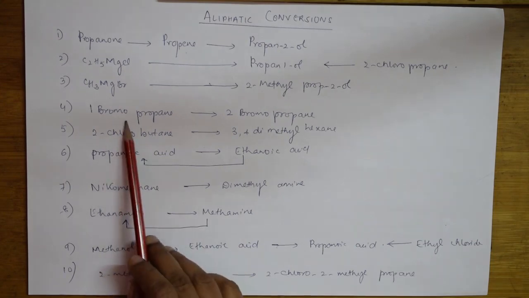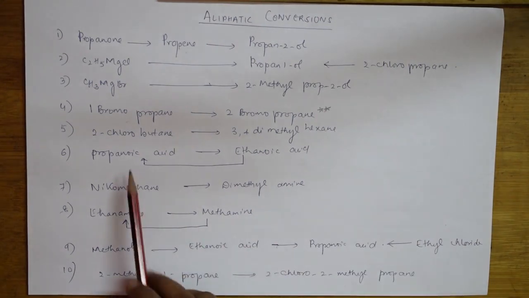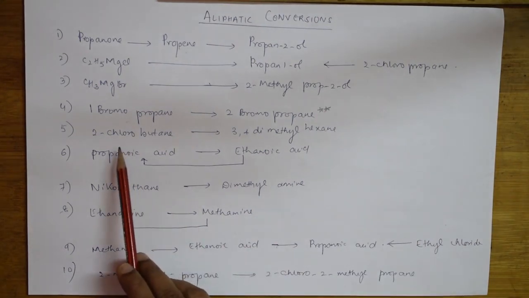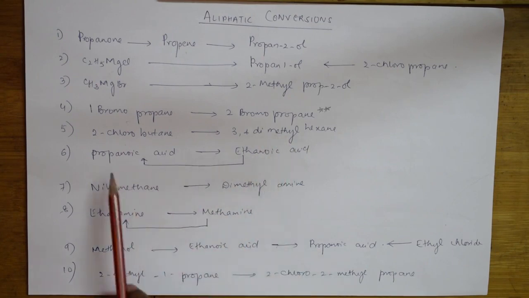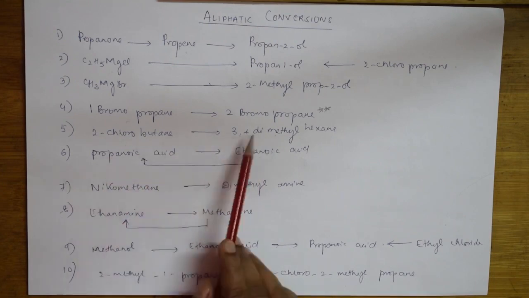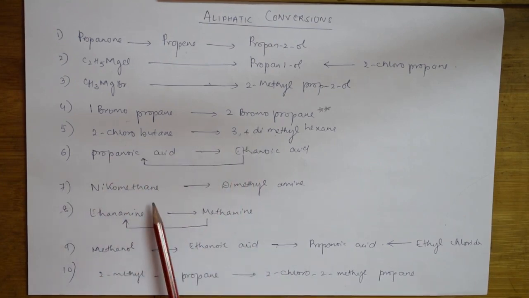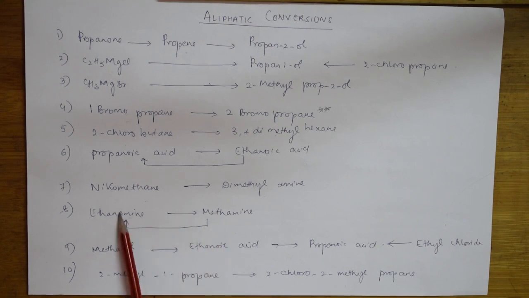Next would be 1-bromopropane to 2-bromopropane. Very famous conversion this is. Done. Next, I'm going to teach you the conversion of 2-chlorobutane to 3,4-dimethylhexane. Next, propanoic acid to ethanoic acid, and ethanoic acid to propanoic acid. Both the conversions I'll show you. Then I'll be teaching you how to convert nitromethane to dimethylamine. Done. Next one, ethanamine to methanamine and methanamine to ethanamine. Both the ways. They may ask you like this or they may ask you in the reverse order also.